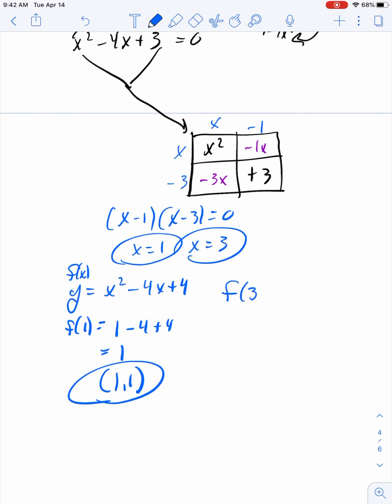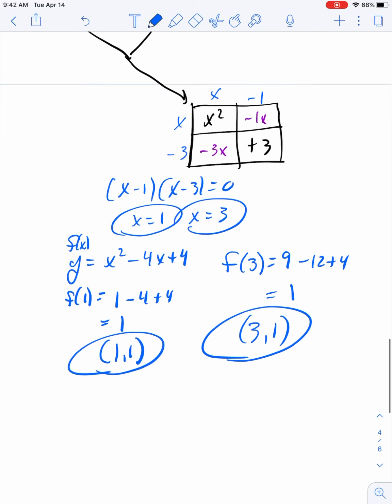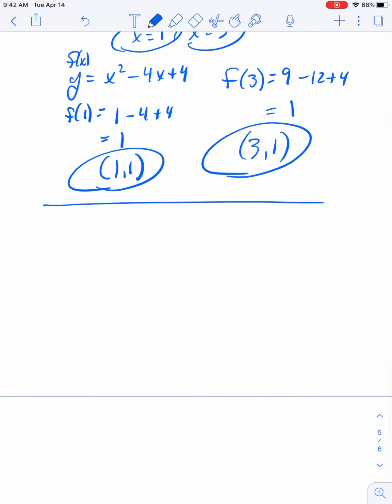If I put in, let's say, f of 3, that'd be 9 minus 12 plus 4. So we got here 1. So therefore it'd be 3, 1. Okay. All right. Let's do one more last review, and then we'll do inequality.